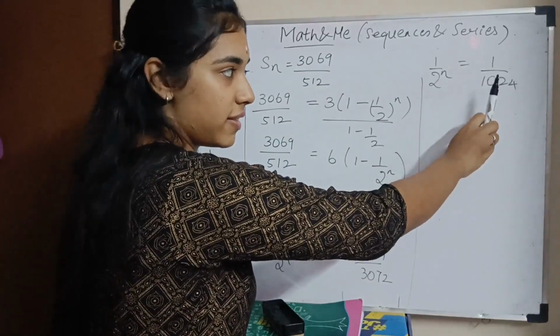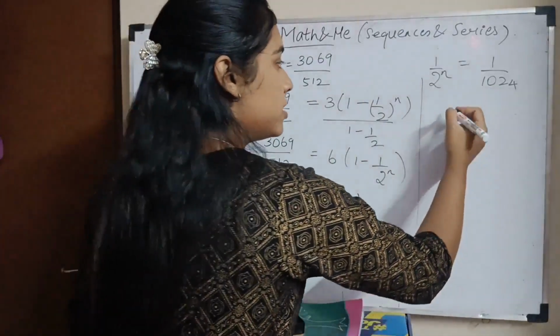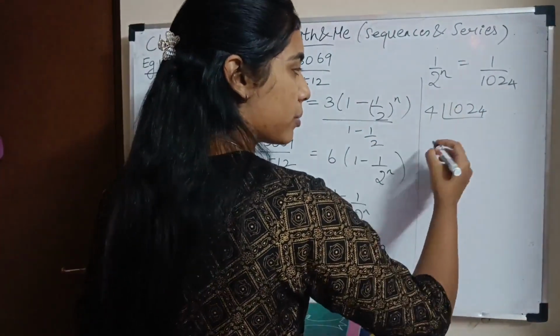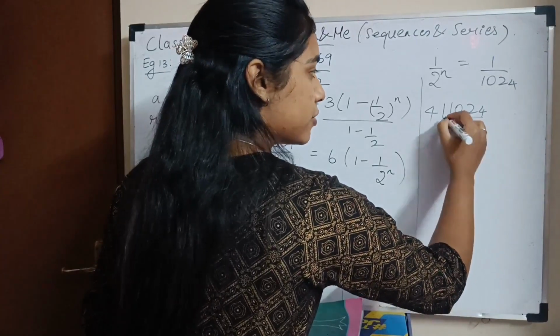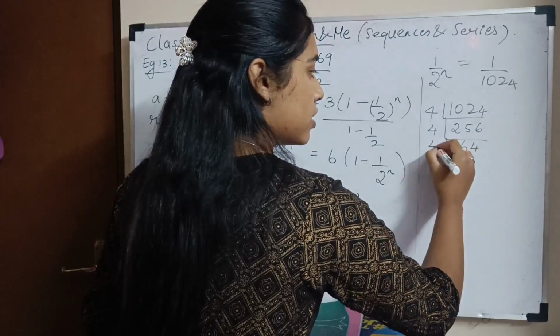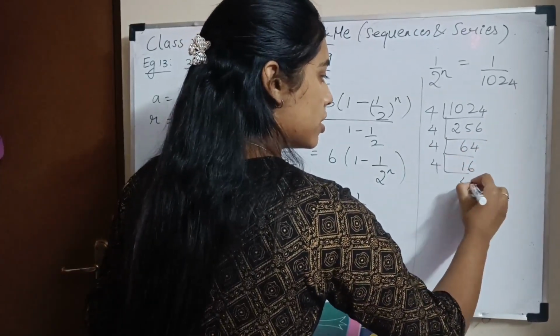I need to represent this in terms of 2 to some power. So I'll use a shortcut. What I'm going to do is a prime factorization of 1024 by 4s. So what will I get? 4 2s are 4, 4 5s are... 4 6s are... 4 1 time 6, 4 4.